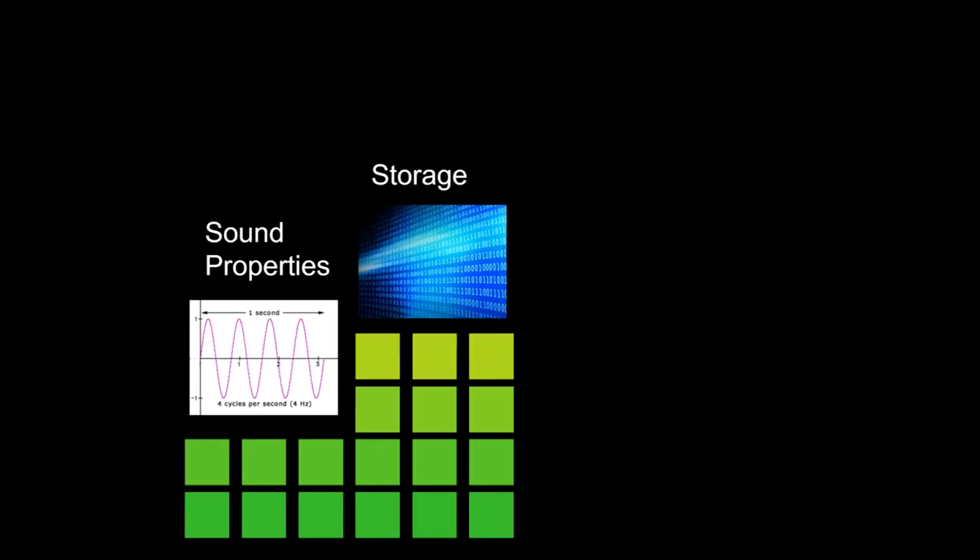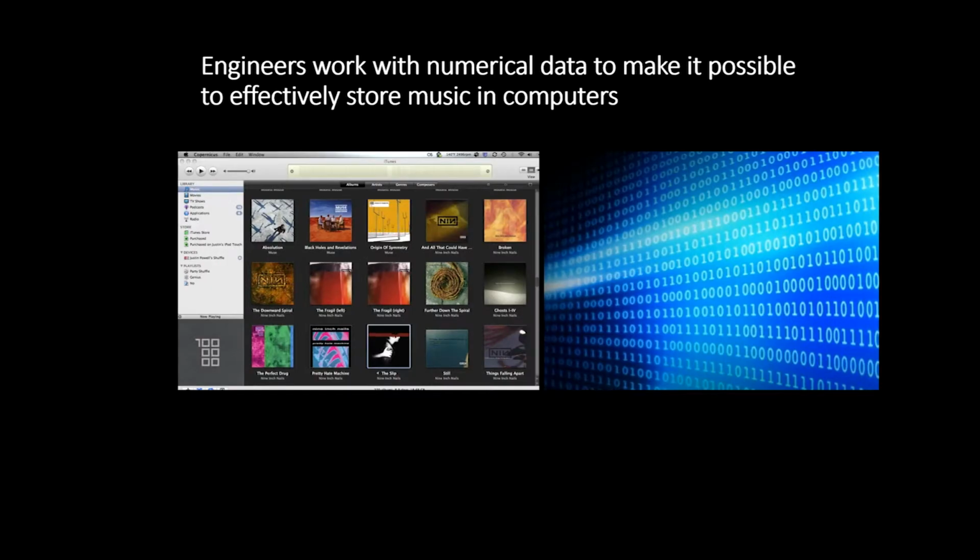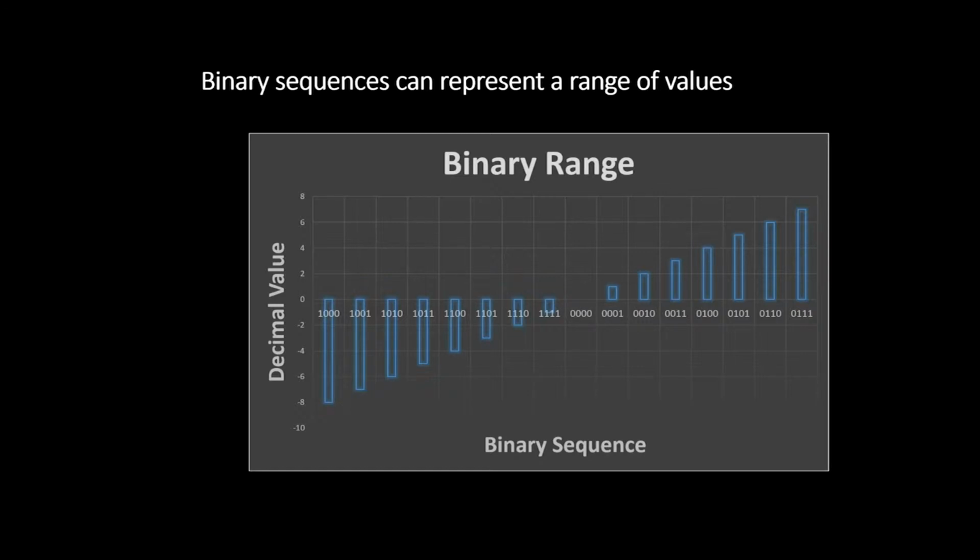Now, let's move on to how these different waveforms can be stored in digital devices. Engineers use numerical data to store sounds. Specifically, they use binary, a combination of ones and zeros, or ons and offs. Combining ones and zeros lets us get even larger or much smaller numbers. This process is similar to how Morse encodes letters.